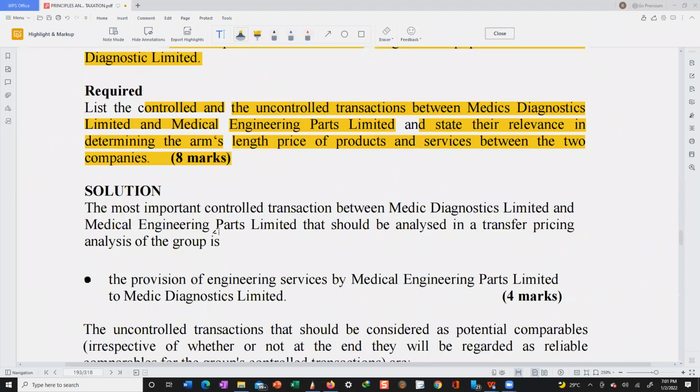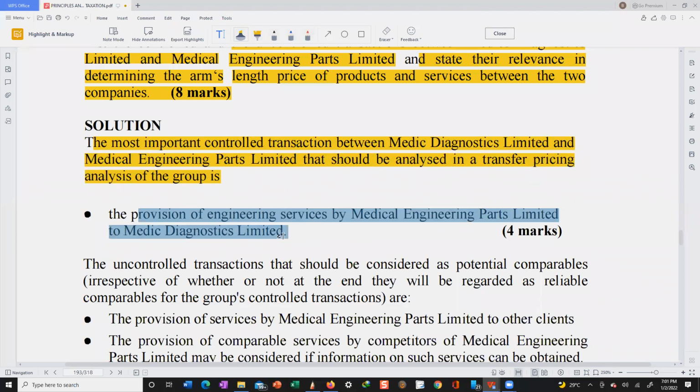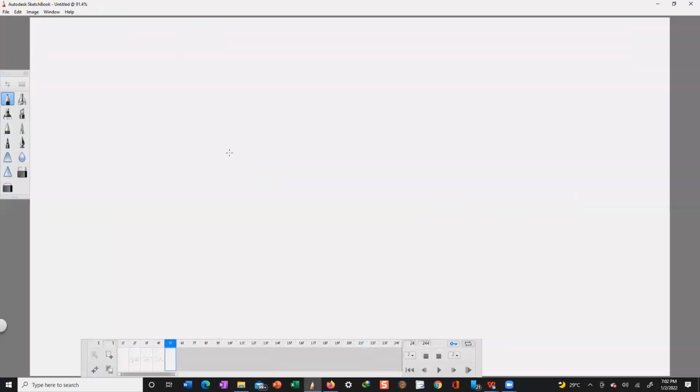It's 8 marks. So you see, the most important controlled transaction between Medic Diagnostic Limited and Medical Engineering Parts that should be analyzed in the transfer pricing analysis of the group is the provision of engineering services by Medical Engineering Parts to Medic Diagnostic Limited. Okay, but that is not all. That is what the CIT came out with. I suggested some of them. So in an exam scenario, I prefer a tabular approach instead of the listing.